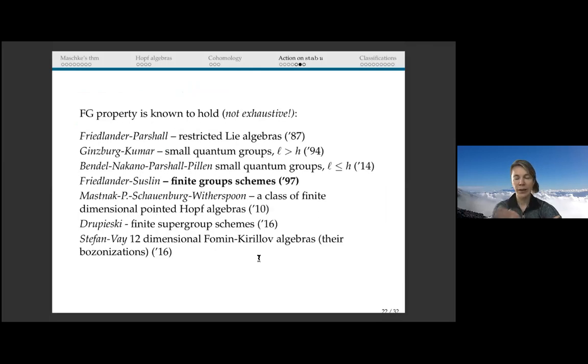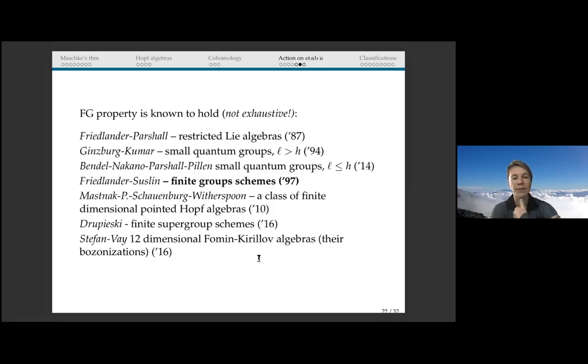Okay, so for finite groups, it was Evens and Venkov, and Golod, whom I mentioned before, he proved the FG1 for p-groups, also actually from St. Petersburg. Then Friedlander and Parshall got interested in this for restricted Lie algebras, and they were interested in geometric applications, so they proved finite generation for restricted Lie algebras in 1987. Then Ginzburg and Kumar moved this to characteristic 0 and proved it for small quantum groups with a restriction of the parameter. Then Bendel, Nakano, Parshall, Pillen removed the restriction of the parameter by very explicit calculations.